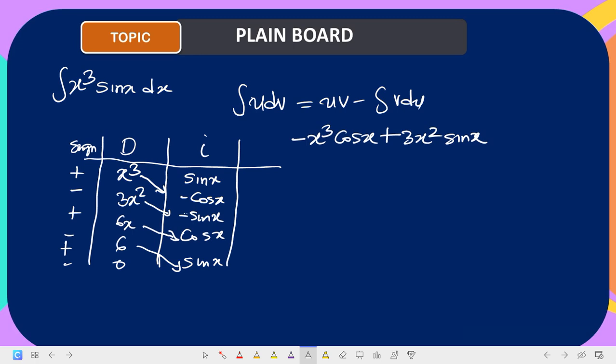Now the next one you are having here is 6x is positive, so you now say plus 6x cos x. What you have here is minus 6 what? Sine x, because this sign here is negative, so minus 6 sine x. Then plus c, and that is the solution to this question.